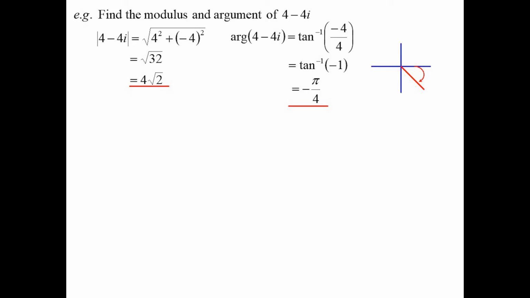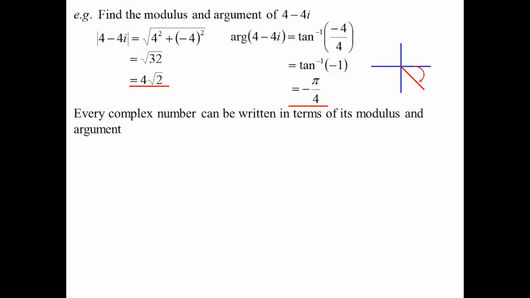Now I think that's fine, the calculator would give us that answer, minus pi on 4. But imagine we were over in the second quadrant, where it was the other way around, where the imaginary part was positive and the real part was negative. That's still going to give us an answer of negative 1, so the calculator would still give me the answer of negative pi on 4, but in reality it would be the obtuse angle of 3 pi on 4. So that's why it's important to locate exactly where it is that you're talking about.